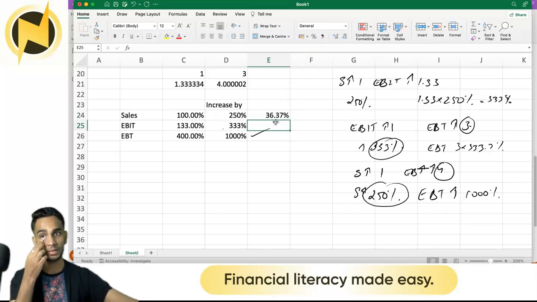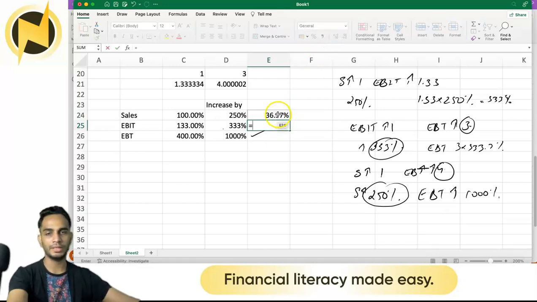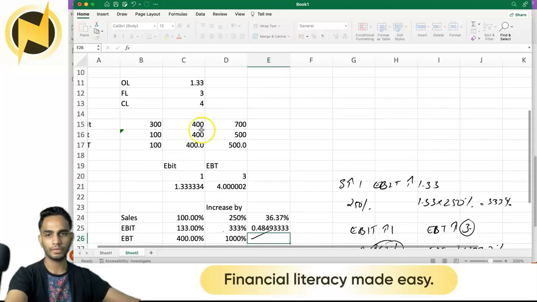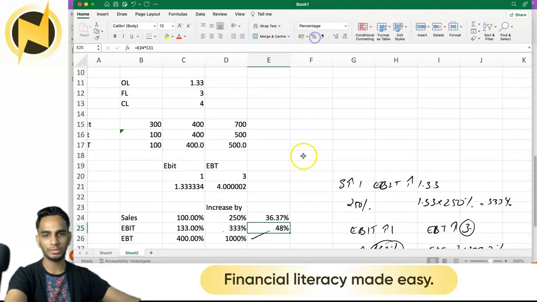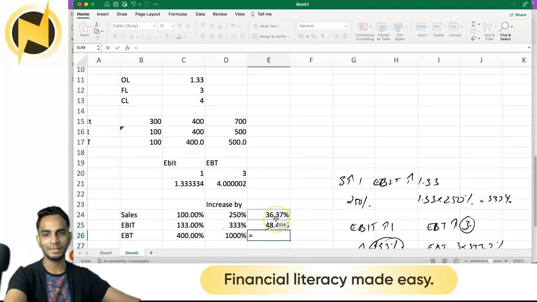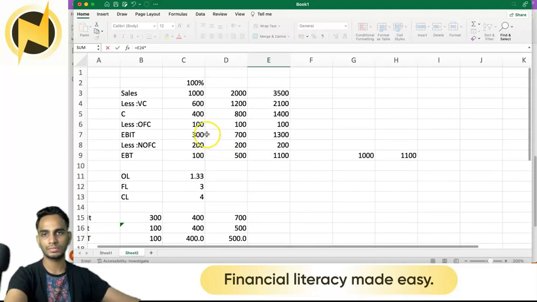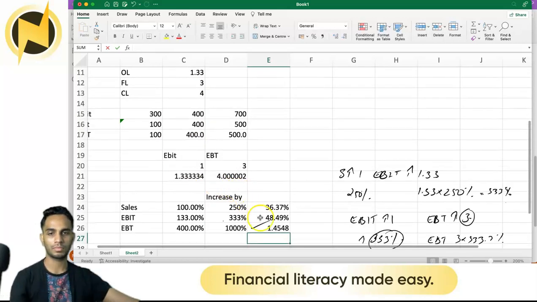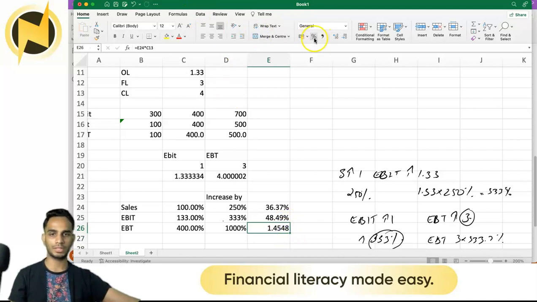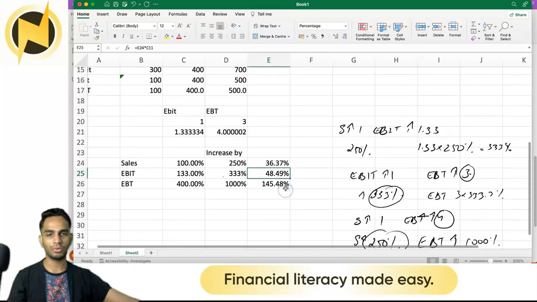36.37%. If that was the case, then my EBIT should be this into my operating leverage. What is my operating leverage? Into 1.33. Okay. So this expressed as percentage will be 48, taking out decimal. Now this should have been sales, this into my combined leverage. Combined leverage is 4. Now this also I'm expressing as percentage, with 2 decimals.